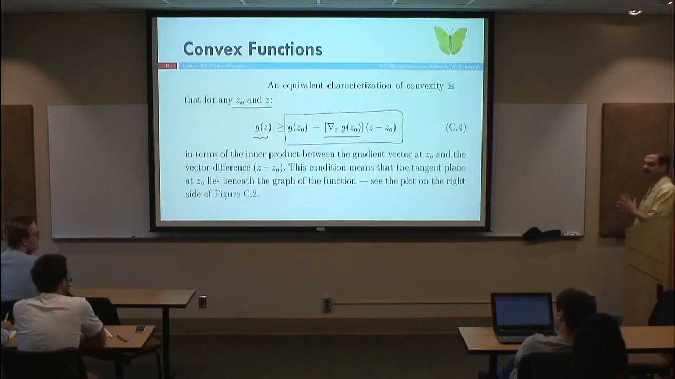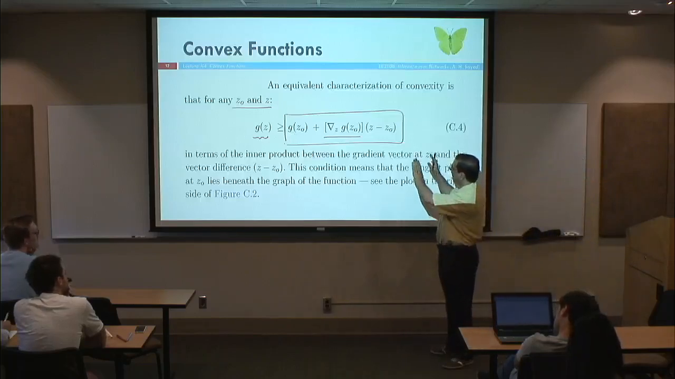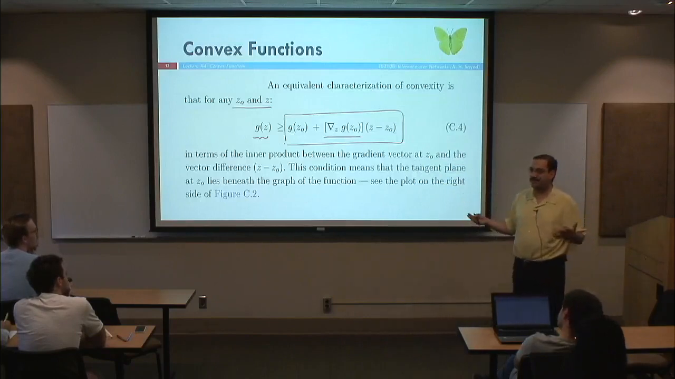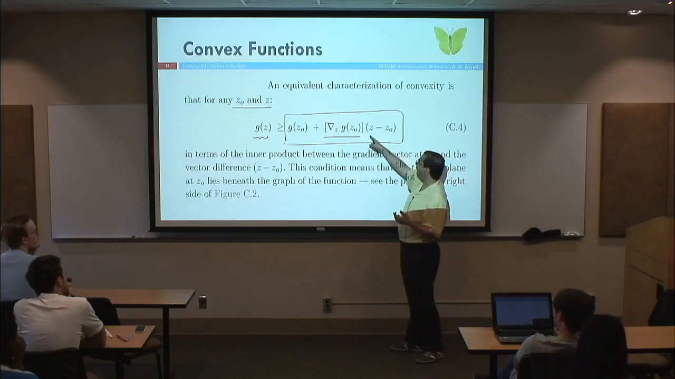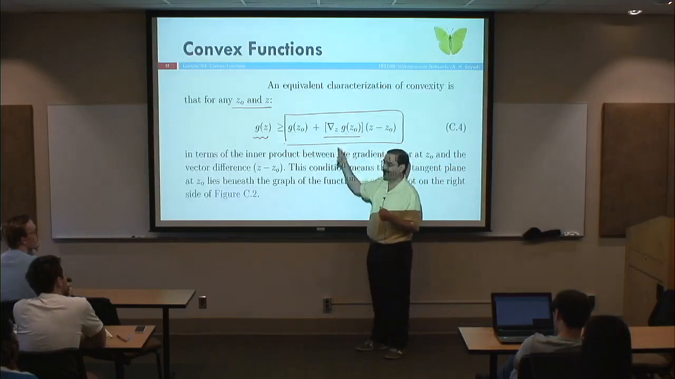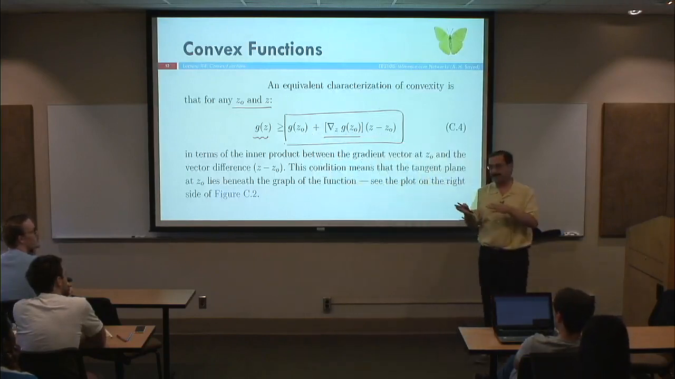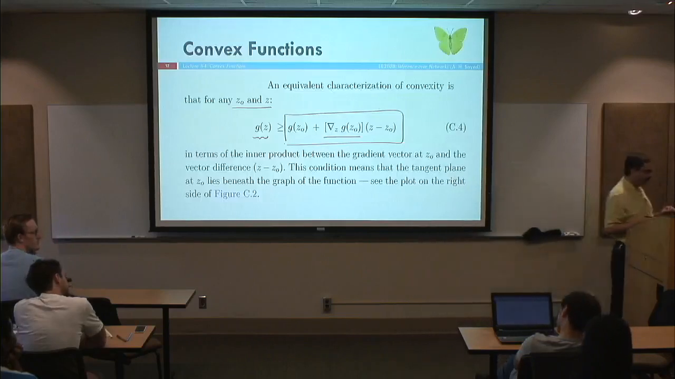Now let's look at the expression you have on the right. You all agree that this is the equation of a hyperplane, right? In one dimension, this is the equation of a line. When z equals z0, the value of that hyperplane is g at z0. So this is a hyperplane or a line that passes through the point z0 and g of z0.